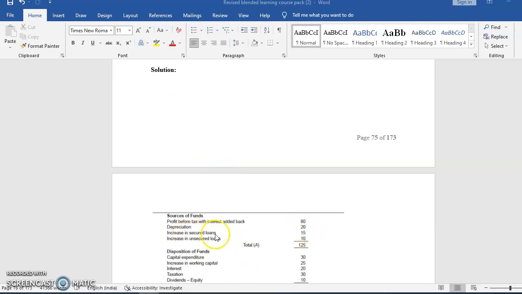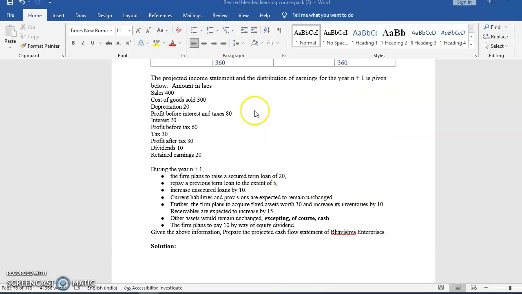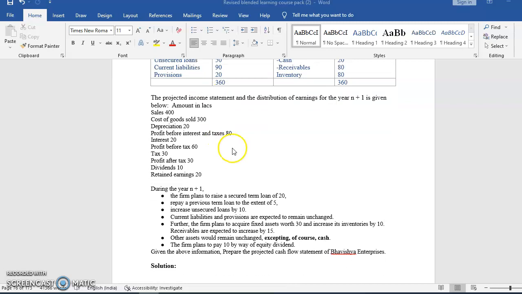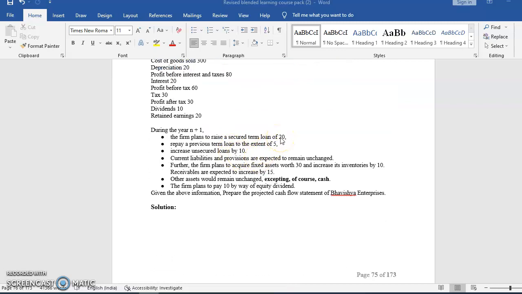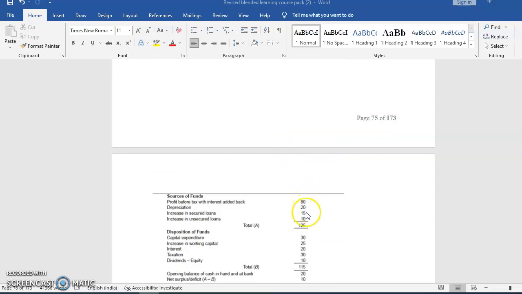And then we have increase in the secured loan. This is your term loan that is raised. So there is increase in the term loan to the extent of 20. Here, because you're going to repay 5 of it, the total increase is seen. Now if you have a look at it, secured loan is 80, unsecured loan is 80 only. Okay. So now 20 is raised, which means additional loan, and then you have repaid how much? 5. So overall impact, if you see, it is only 15. So we've taken that 15 here.